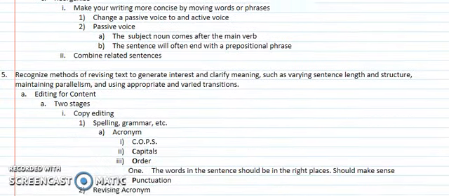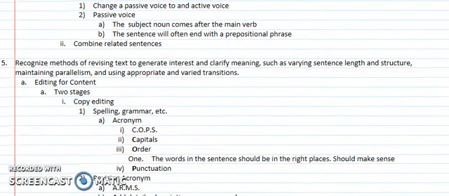The passive voice is when the subject noun comes after the main verb. So the main verb comes first, and then you use the noun. And then the sentence will often end with a prepositional phrase. And then you can also combine related sentences.